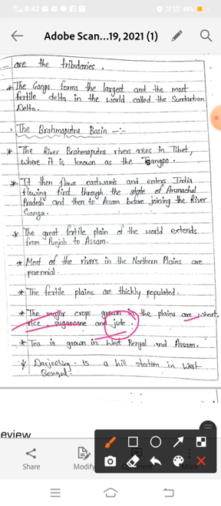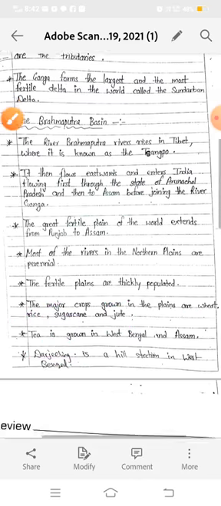Now, tea is grown in West Bengal and Assam. West Bengal and Assam are part of the northern plains, and tea is grown there very well. Darjeeling is a hill station in West Bengal. It is very famous in West Bengal. It is famous for its tea gardens.